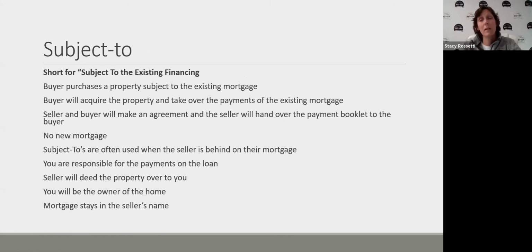Subject to is essentially you taking over the payments of a mortgage that's already there. That's what subject to is, right? So you never want to talk to somebody and be like, hey, will you sell this house subject to me? Because nobody's going to buy it, and nobody's going to do it, right? Because nobody understands subject to.